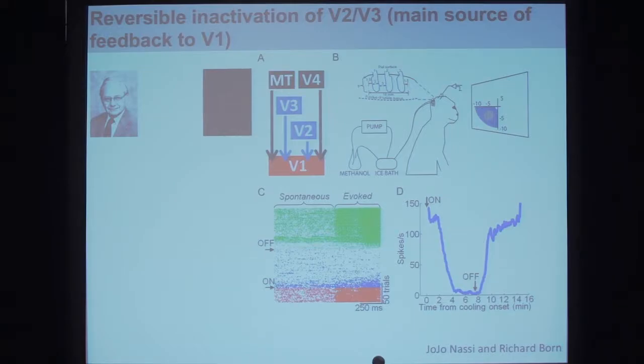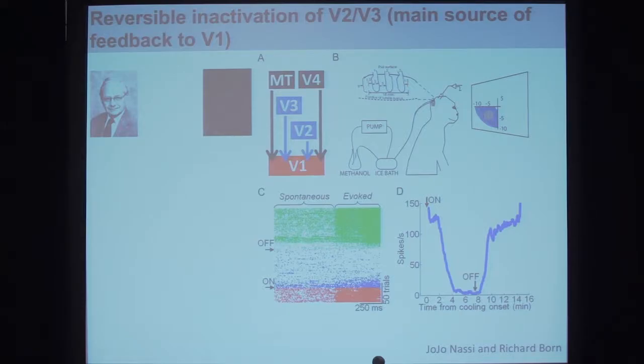I'm going to show very quickly an experiment that was conducted by Rick Born at Harvard Medical School, essentially a few steps away from the laboratory that David Hubel used to do his recordings, where he used a cooling technique to lower the temperature in areas V2 and V3, which are the main source of feedback onto V1, and then examine the properties of neurons in primary visual cortex sans feedback, in the absence of this feedback signal.